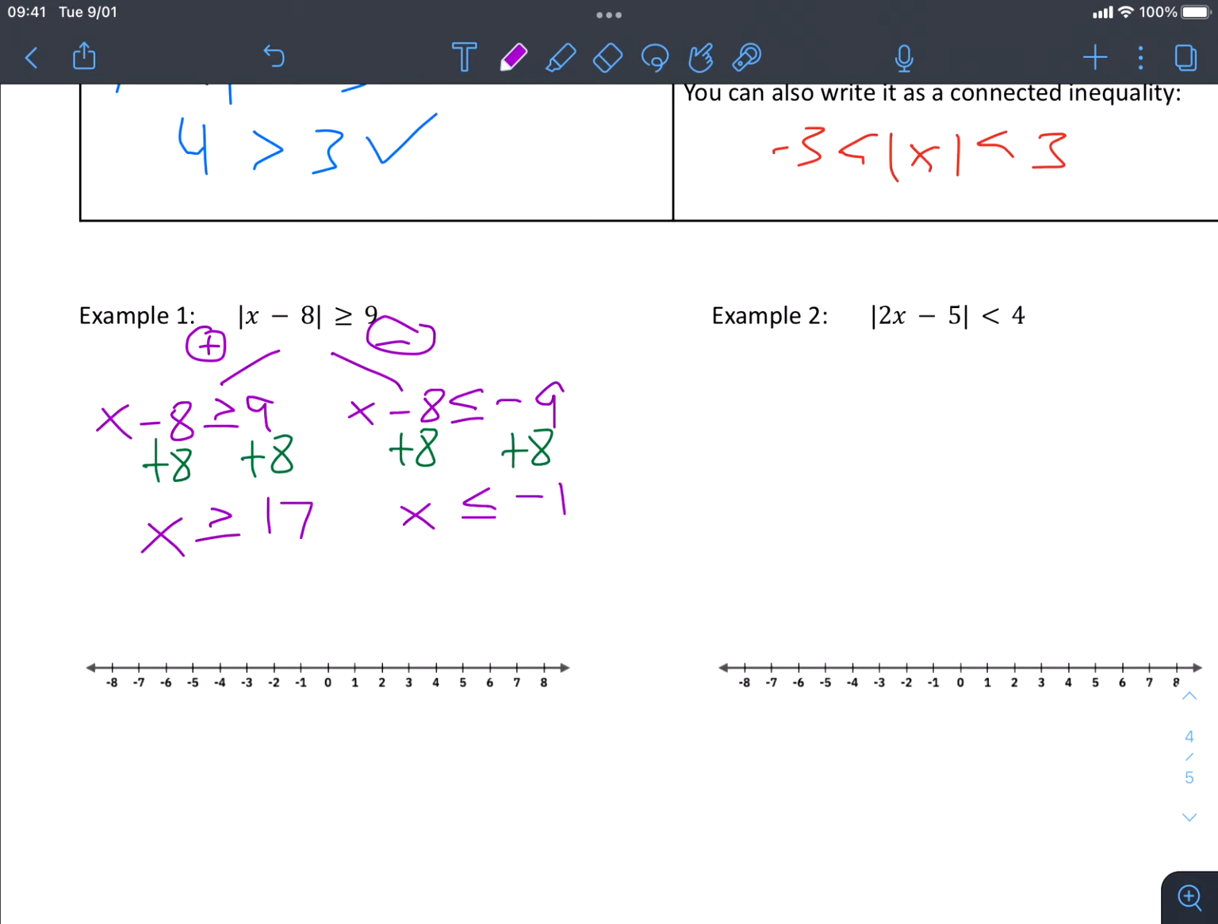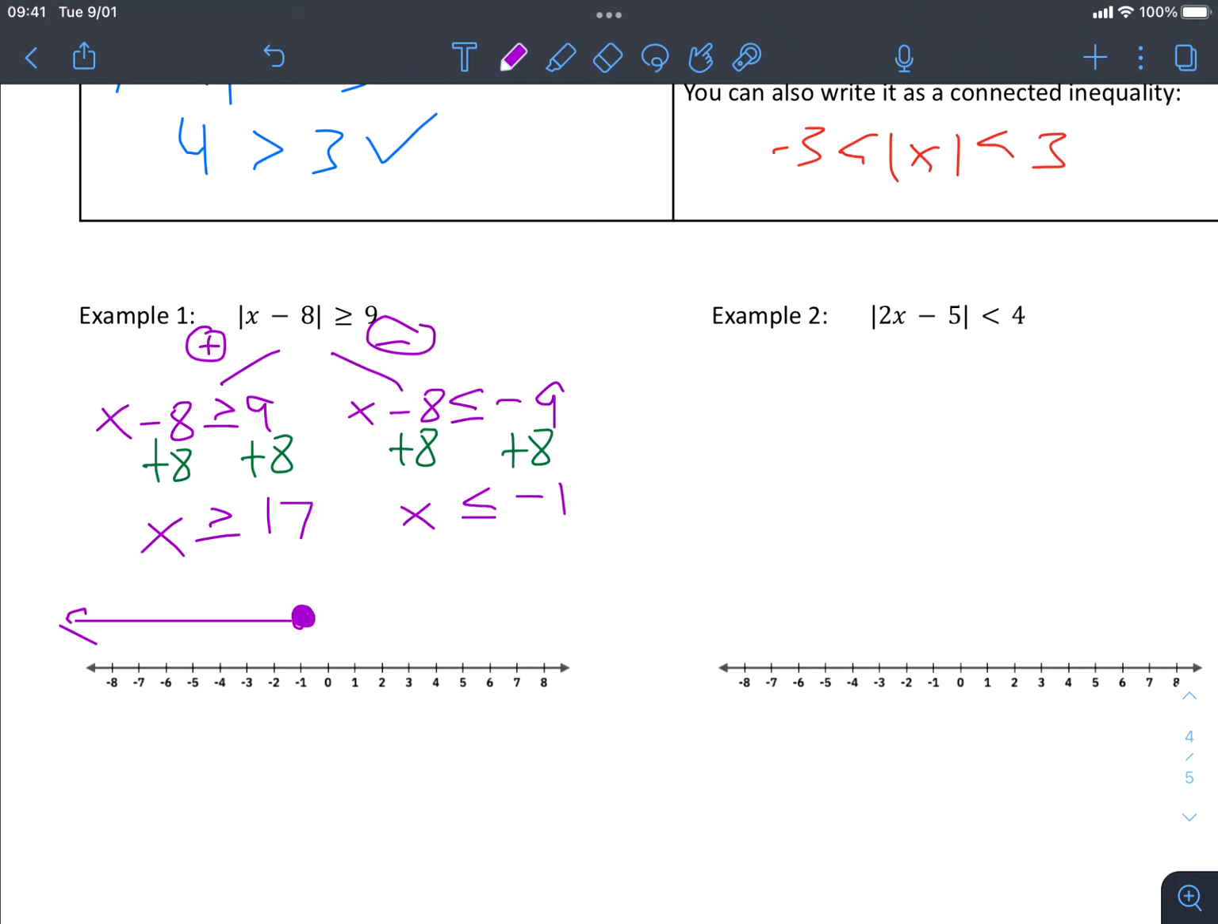So now we have two inequalities. We're going to graph them. In order for us to figure out if it's an or an and, we need to look at the graph. So if I have x is less than or equal to negative 1, I know I'm going to have a closed circle on negative 1, and my arrow is going to go to the left, because that's where my inequality is pointing.